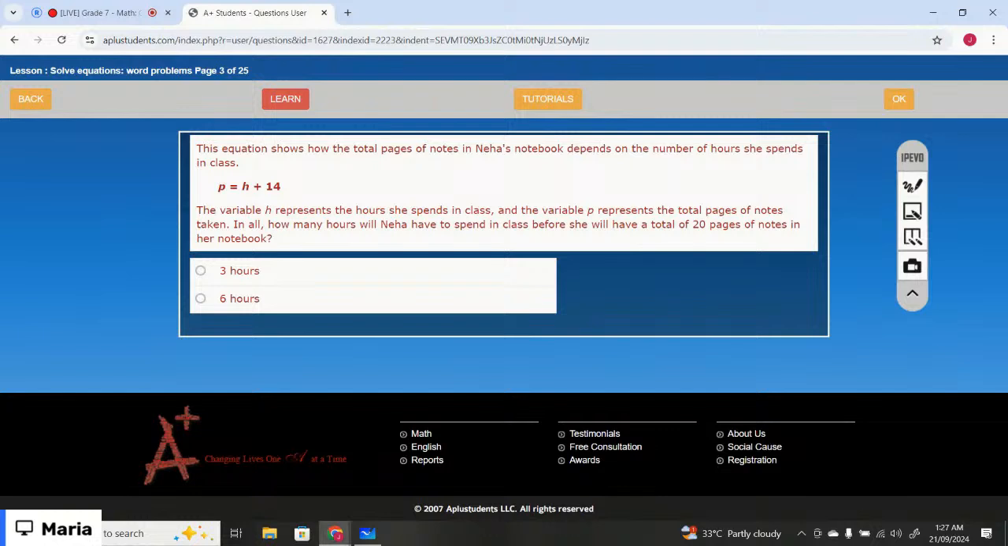The correct option is H equals 6, option number 2 is the correct option, that is 6 hours.